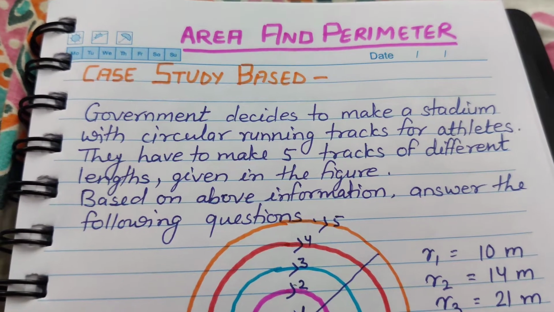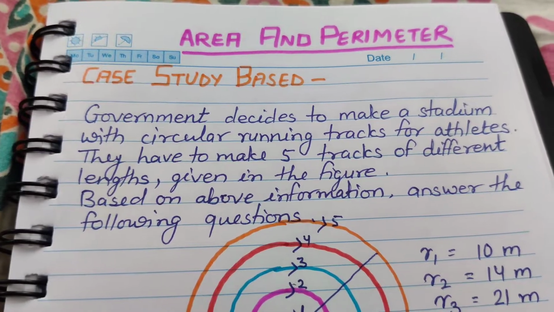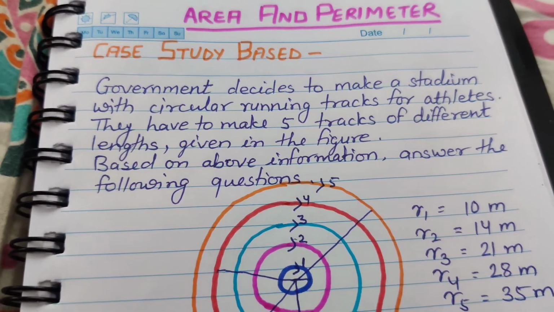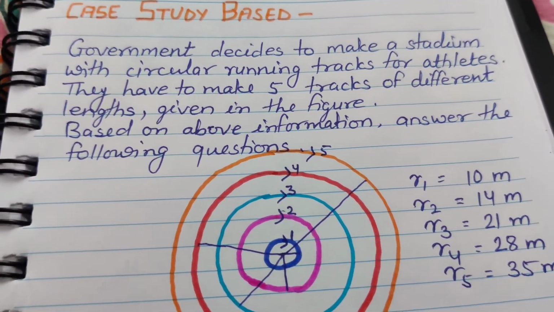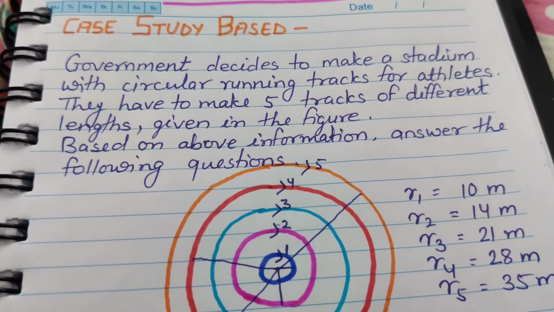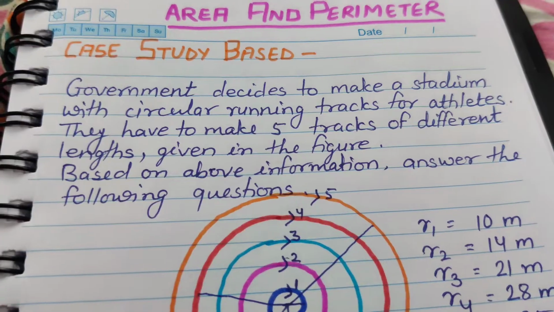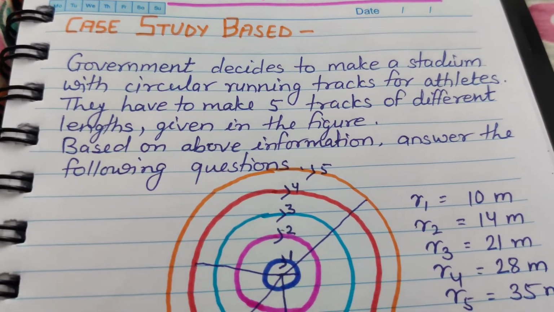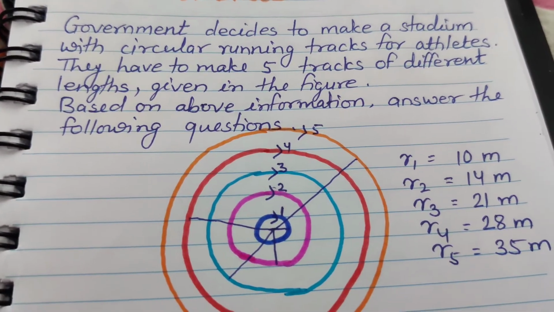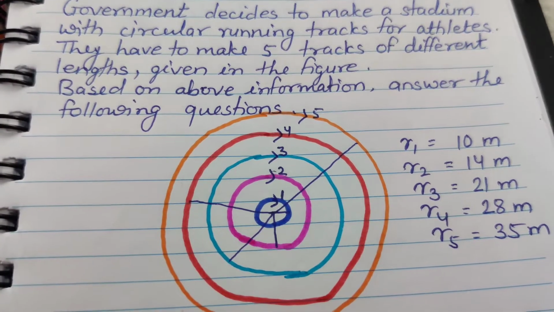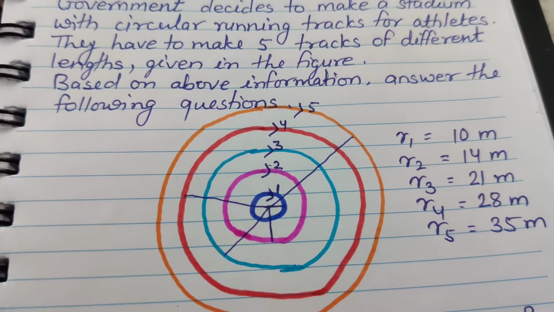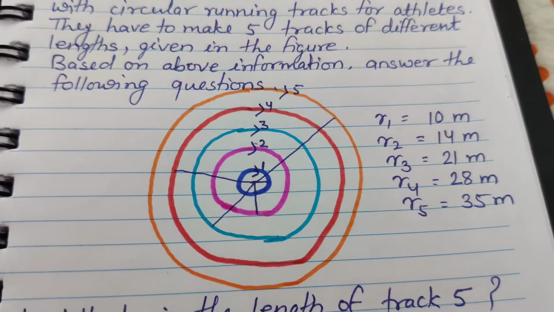Case study based question of the chapter perimeter and area. This question is for class 7, 8, 9 and 10. The government decides to make a stadium with circular running tracks for the athletes. They have to make 5 tracks of different lengths given in the figure. Based on the above information, answer the following questions.